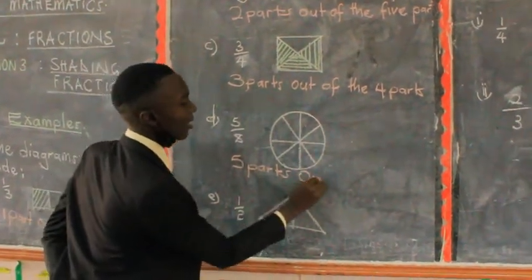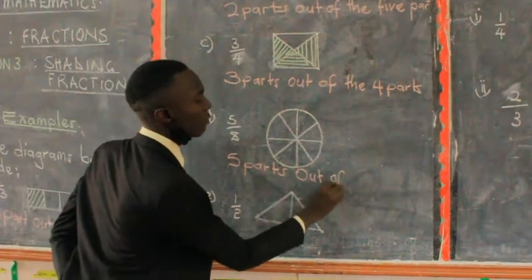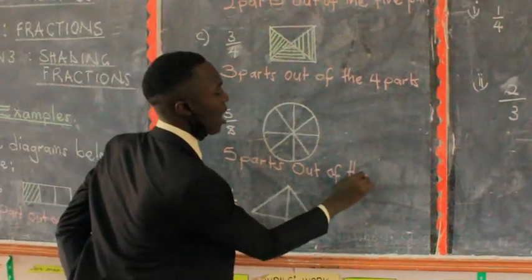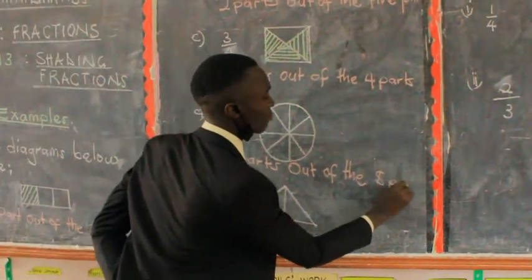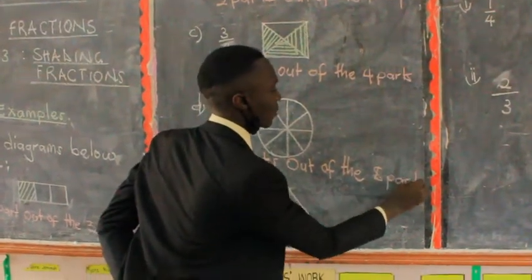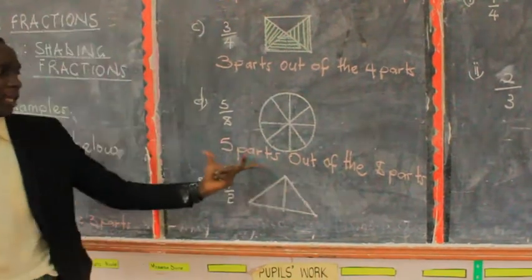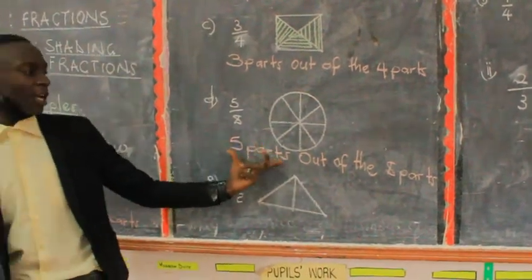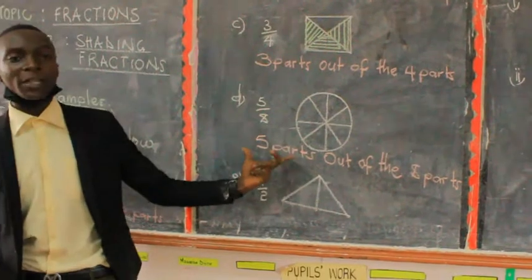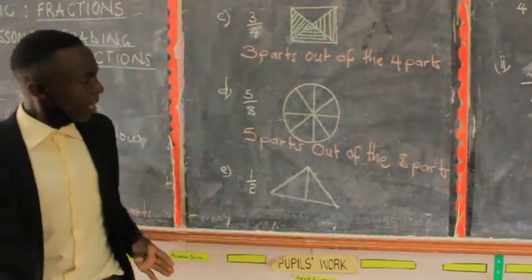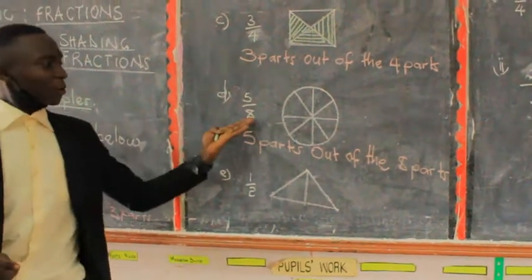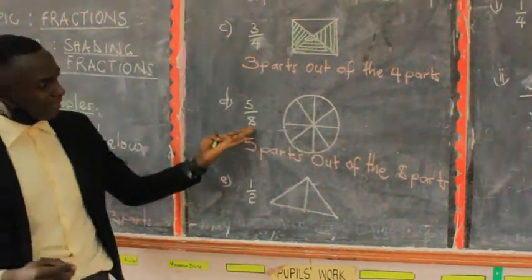5 parts out of the 8 parts. Hope you are also viewing here. So we are going to shade 5 parts out of the 8 parts. How many parts are there, by the way? Yes, they have told us that there are 8 parts, but are they?